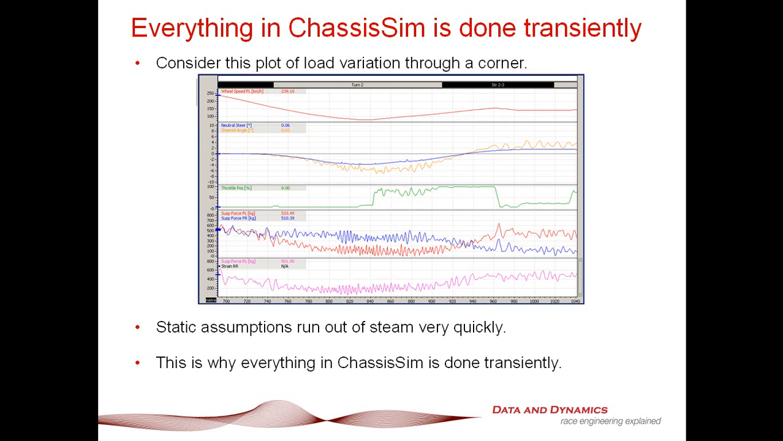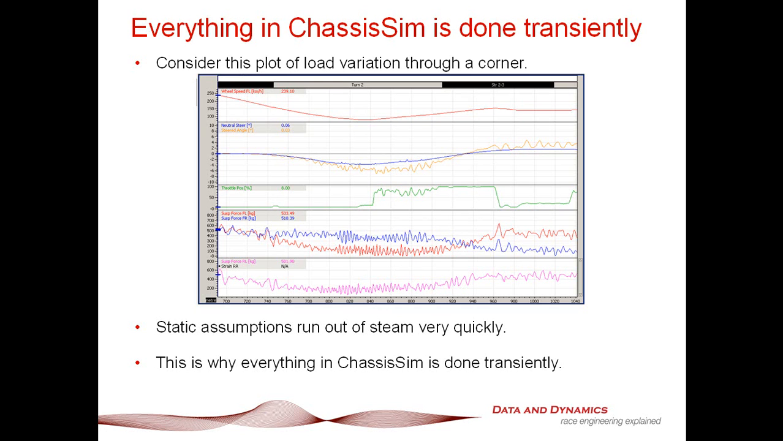Also, too, everything in ChassisSim is done transiently. Consider this plot of load variation through the corner. As we can see here, this is speed, neutral steer and steer, throttle, and tire load. Take a look at what's happening with our tire loads going through this particular corner. The tire loads are banging around.